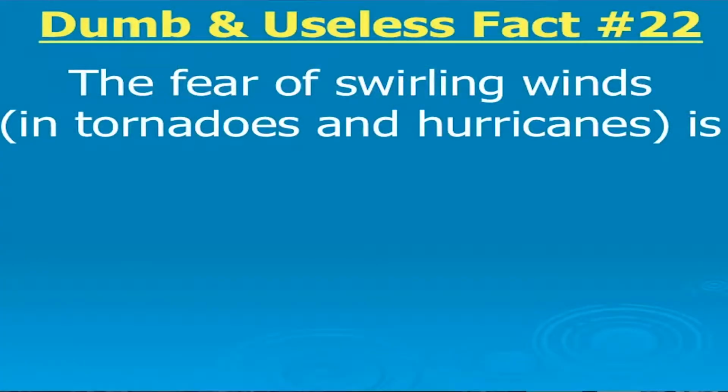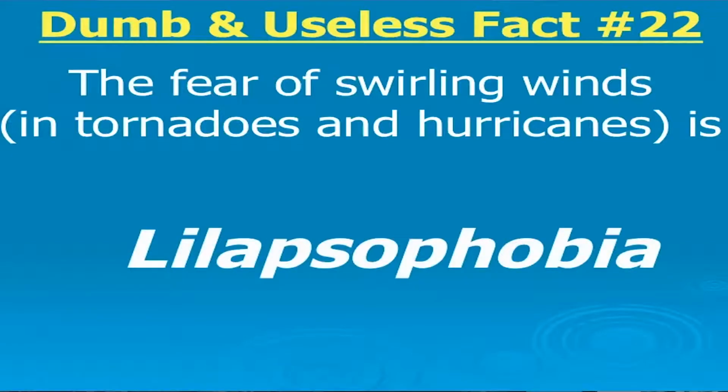Here's a dumb and useless fact to start us off. We were just talking about tornadoes, and in this lesson we'll talk about hurricanes. And the fear of swirling winds is called lapsophobia. The term hurricane comes from the natives of the West Indies, and it means God of evil.